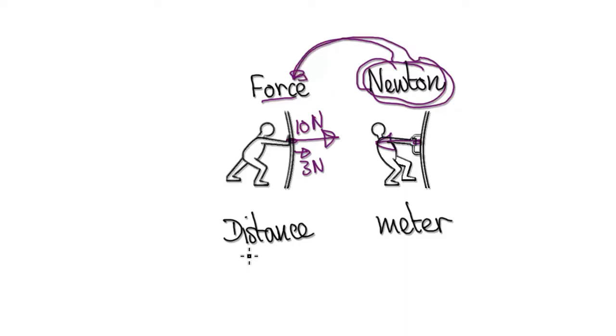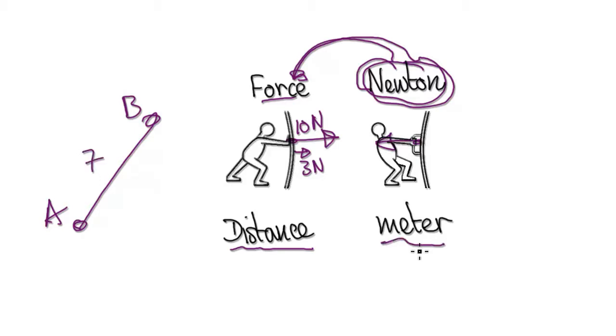It's a bit like me asking you what is the distance between A and B. Well, you would say, oh, it's 7 meters. This meter here is a unit of distance. Well, this Newton here is a unit of force. It's just a way for us to gauge how strong a force is. It could be strong or it could be weak.